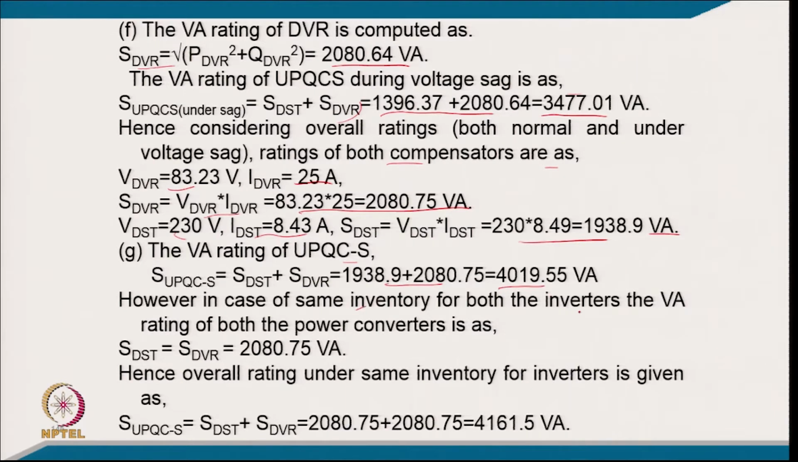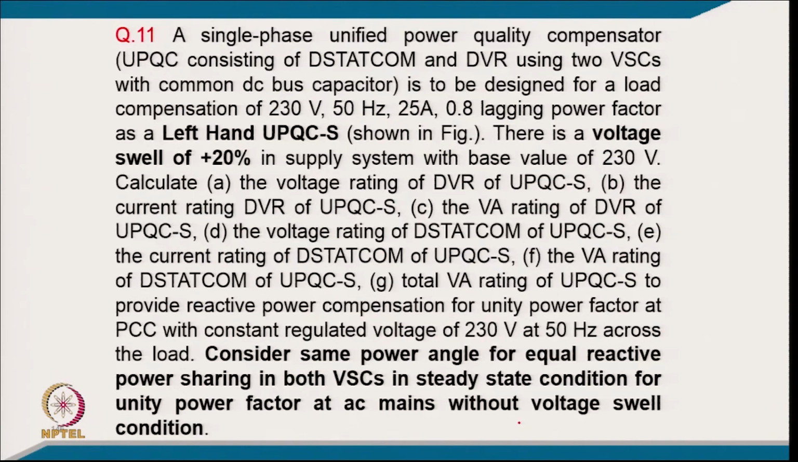However, in case of the same inverter for both, the power converter can be of the same rating, S dStatCom equal to S dVr equal to 2080.75, hence the overall rating of the UPQC is thus equal to the sum of both. So, it becomes 4161.5.